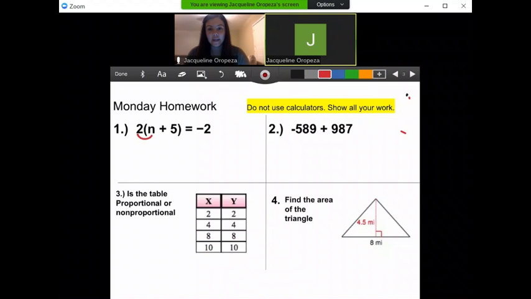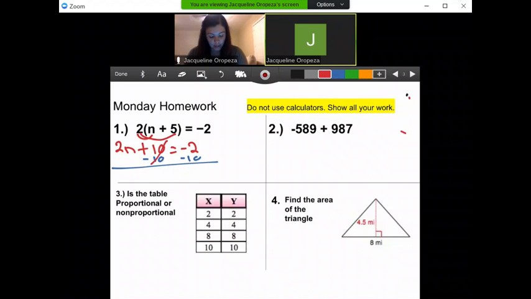2 times n gives us 2n. Bring down your operation. 2 times 5 gives us 10. Bring down your equal sign and bring down your -2. Then it looks like the two-step equations we've been working with. We get rid of our constant by subtracting to both sides.